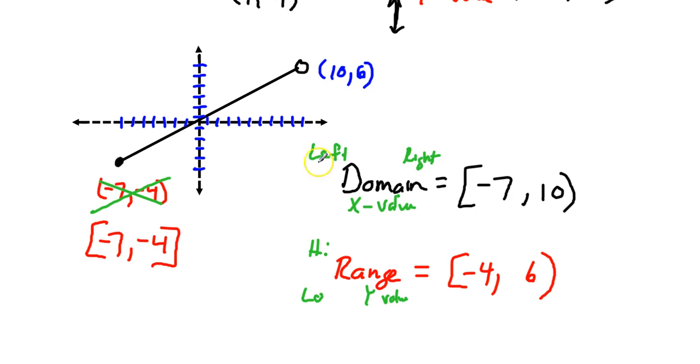So domain, you're always looking left and right. Range, you're always looking up and down. So for the domain, you should talk about the x values of that ordered pair. For the range, you always talk about the y values of the ordered pairs.